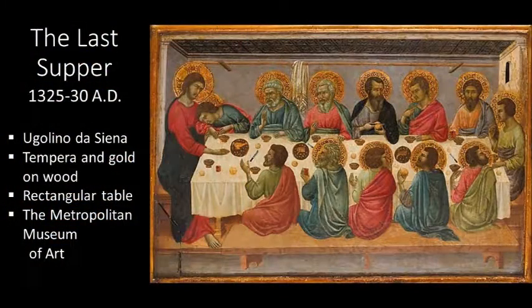In Ugolino's painting, there is a much different setup. This painting includes a rectangular table instead of the traditional Roman triclinium or C-shaped tables. This painting shows the disciples clothed in colorful cloaks instead of white ones. Christ is elevated over the others.